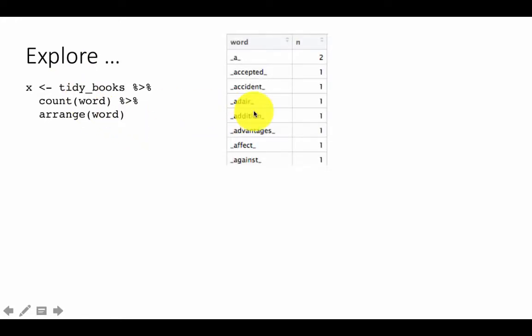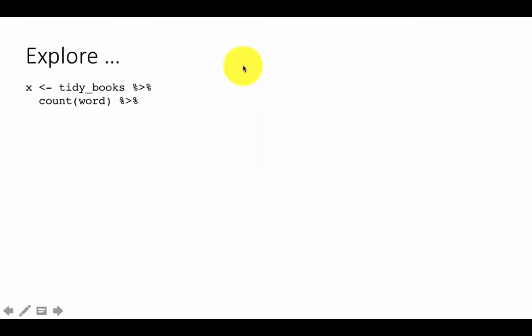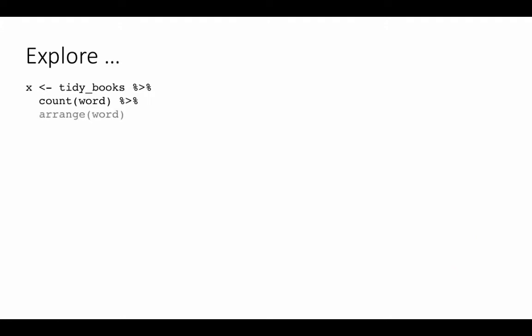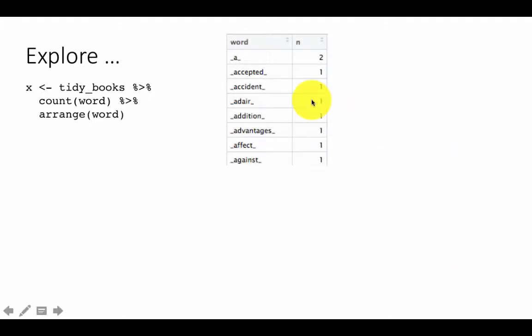Now, if you take a look at X, it turns out to look like this, right? You've got underscore A underscore, underscore accepted underscore, right? So under some conditions, and I don't know exactly under what conditions, unnest tokens surrounds individual words with underscores, okay? Obviously, it doesn't always do that because clearly here you're seeing no underscores in these words, right? So it's not that it always puts underscores, but under some situations, it seems to be putting underscores around the words, okay? I don't know exactly under what conditions it does that.